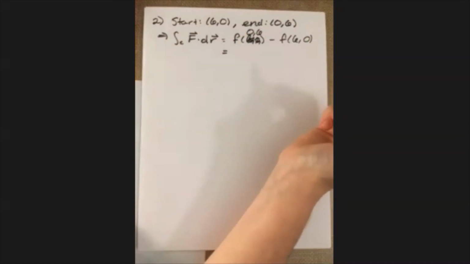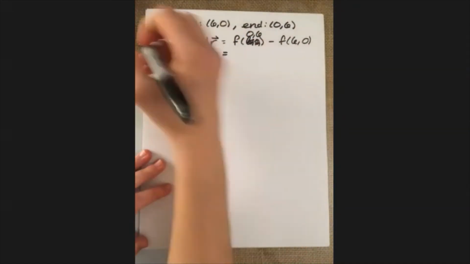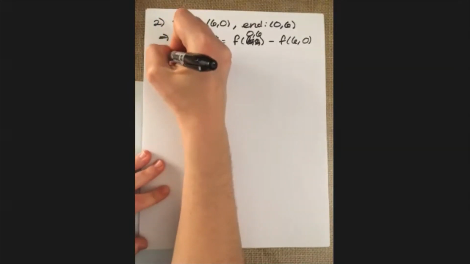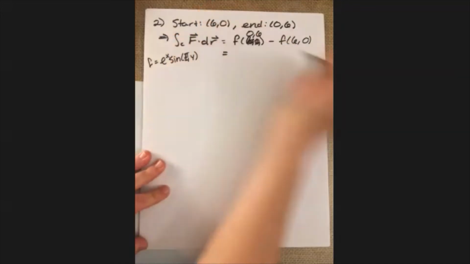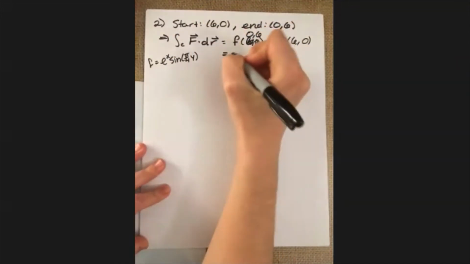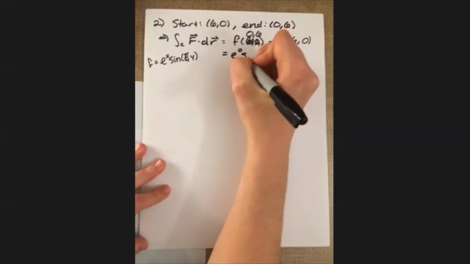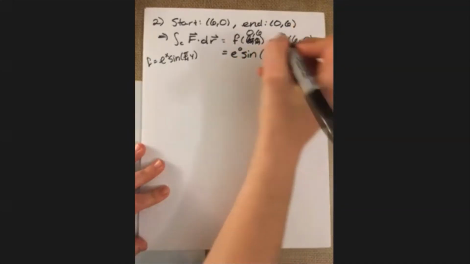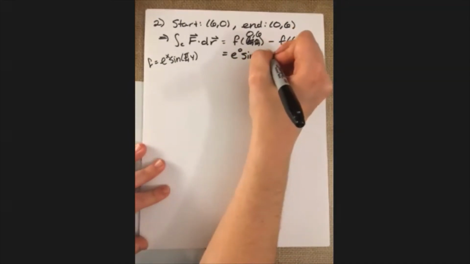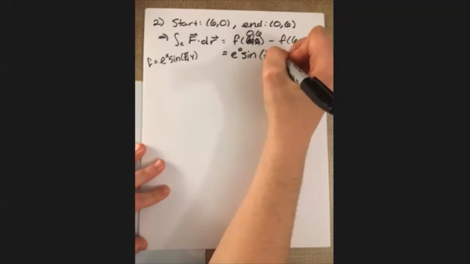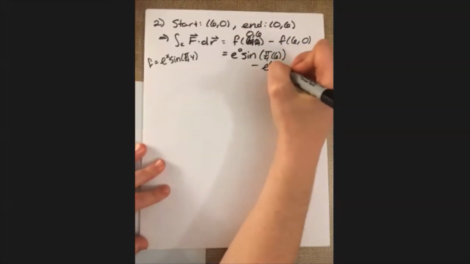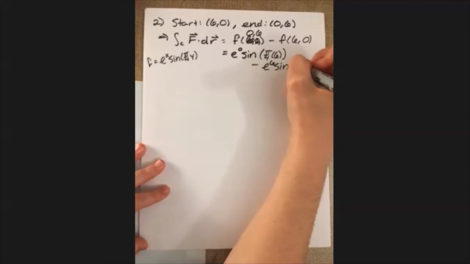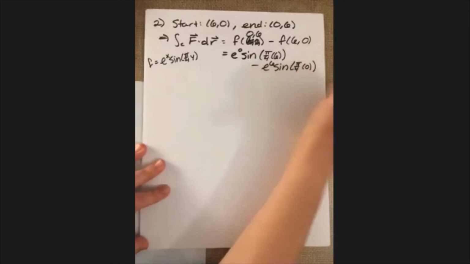And we had said that f was equal to, I'll write this over here, e to the x sine of pi over 4 times y. And so I'm going to get e to the 0 sine of pi over 4 times 6, and then minus e to the 6th sine of pi over 4 times 0.